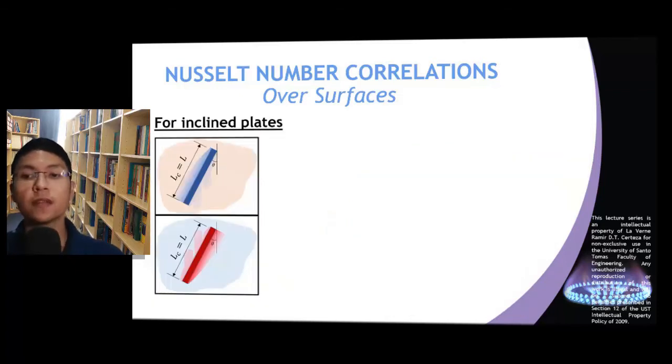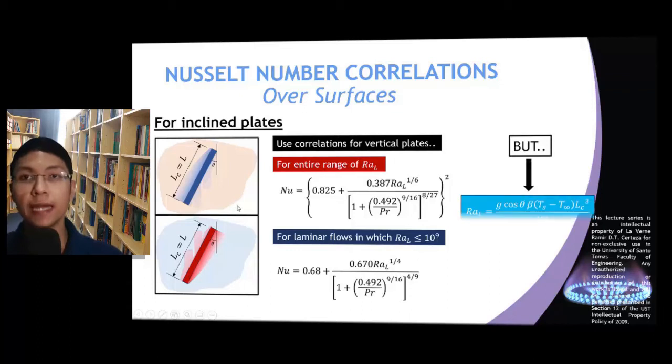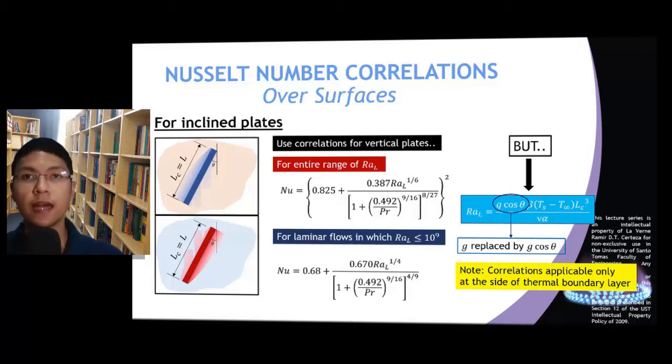To compute for the Nusselt number under both cases, we simply use the correlations for vertical plates. However, in solving for the Rayleigh number, we multiply the cosine of the inclination angle theta to the gravitational acceleration g. Finally, it must be noted that the value of the Nusselt number that we will be able to compute from either of these two correlations is only applicable at the side of the inclined surface where a thermal boundary layer forms.